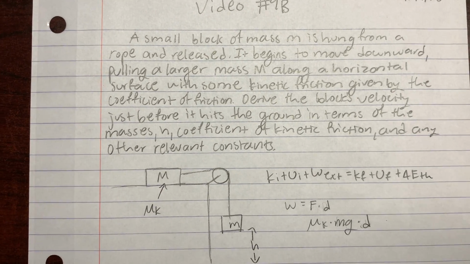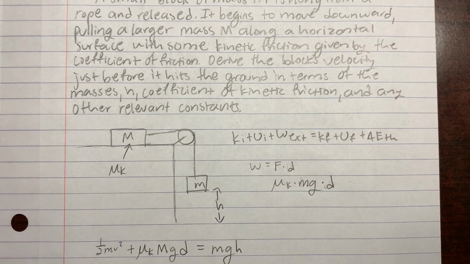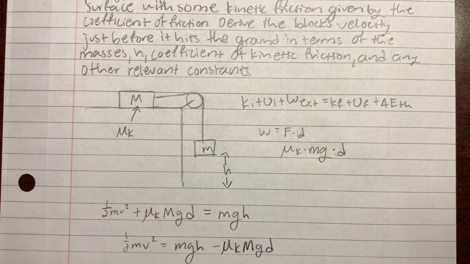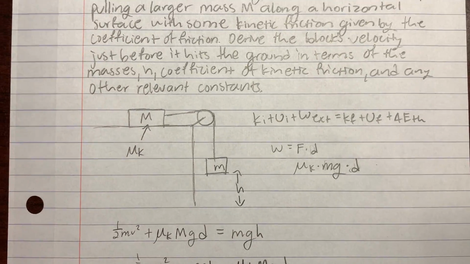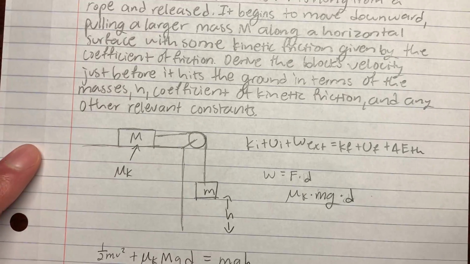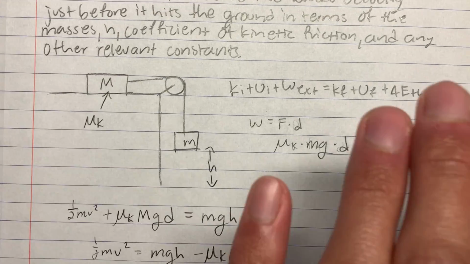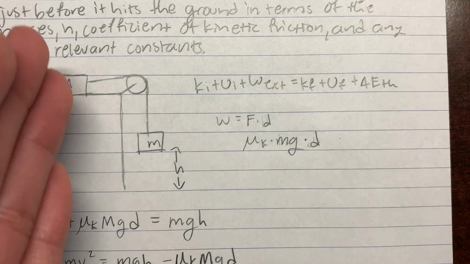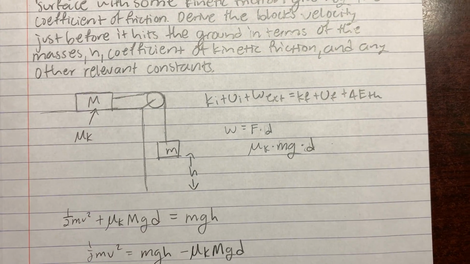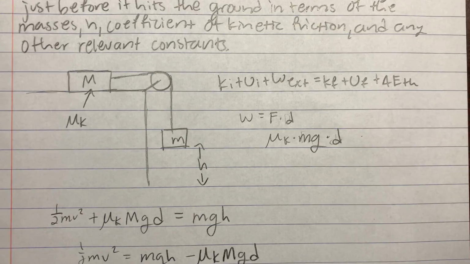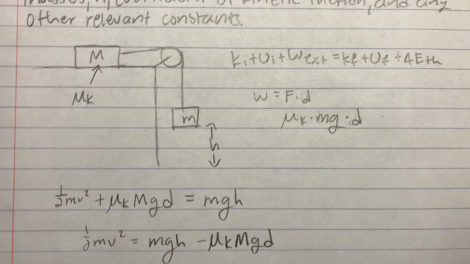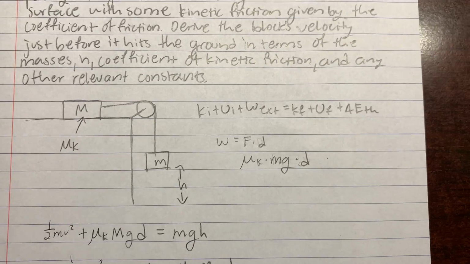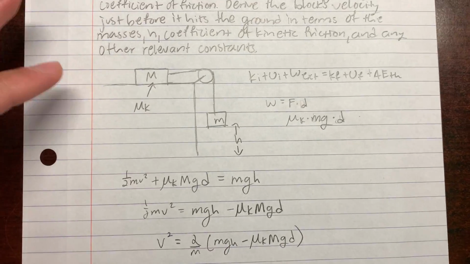Okay, so the problem wants us to find the velocity of the blocks before it hits the ground. And the blocks would have the same velocity because they're tied to the same rope. And we're going to be using this equation: initial kinetic energy plus initial potential energy plus external work is equivalent to final kinetic energy plus final potential energy plus the change in thermal energy. And it wants us to find velocity.